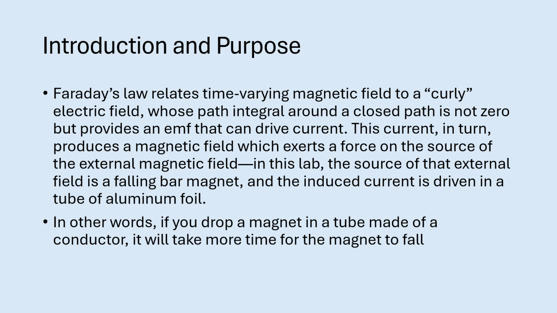Introduction and purpose. Faraday's law relates the time-varying magnetic field to a curly electric field, whose path integral around a closed-loop path is not zero, but provides an EMF that can drive current. This current in turn produces a magnetic field, which exerts a force on the source of the external magnetic field. In this lab, the source of that external field is a falling bar magnet, and the induced current is driven in a tube of aluminum foil.